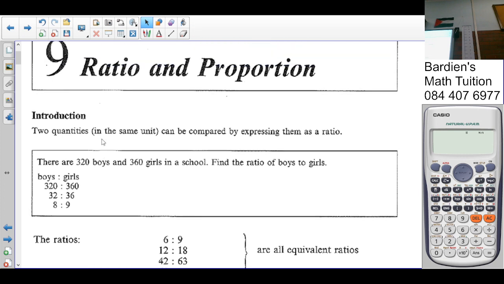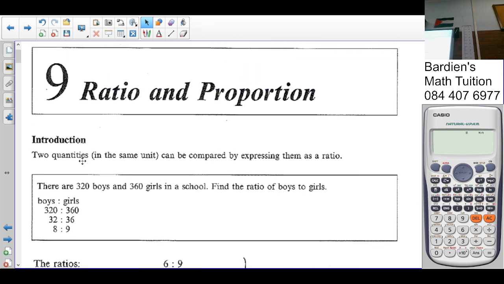In the introduction we are told that two quantities in the same unit can be compared by expressing them as a ratio. Okay. We are told there are 320 boys and 360 girls in the school. Find the ratio of boys to girls. So we write boys is to girls, with two dots there. We read it as boys is to girls. So we have 320 is to 360.